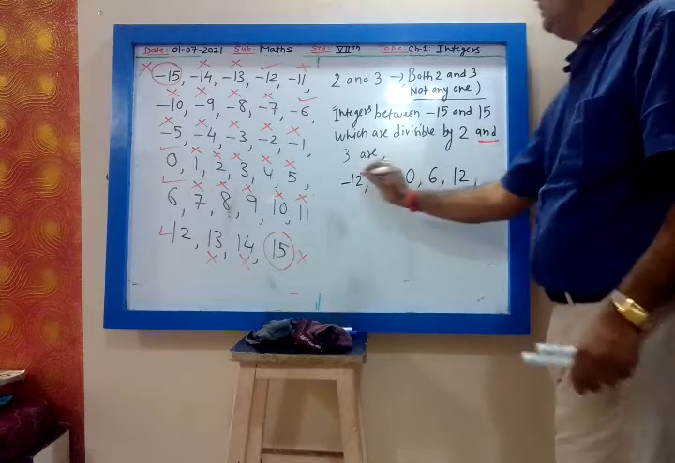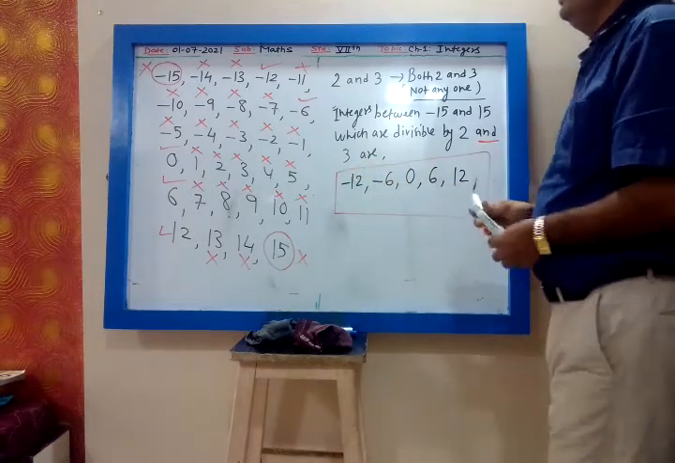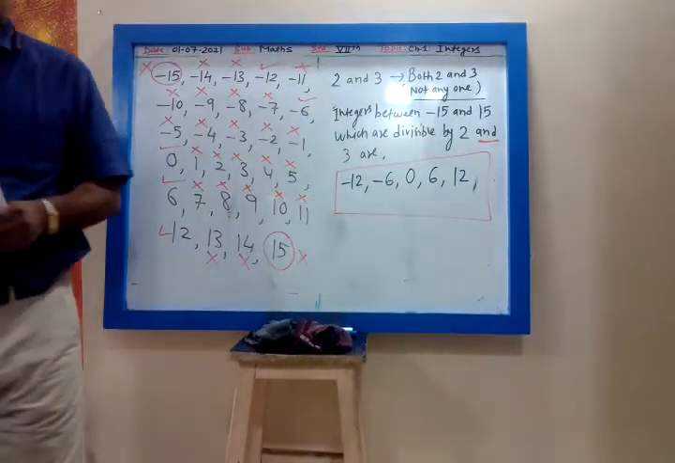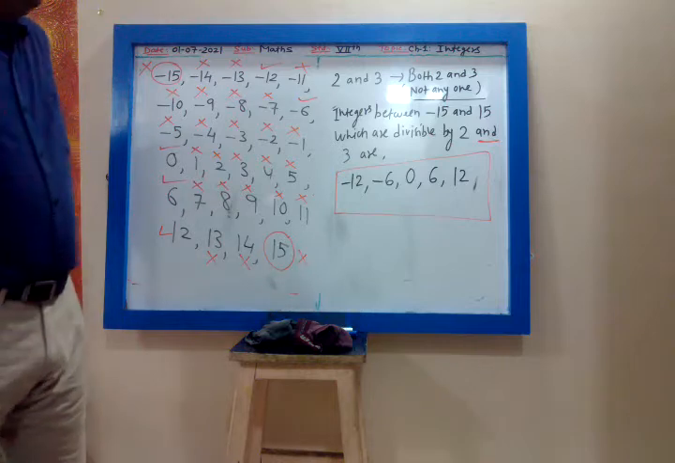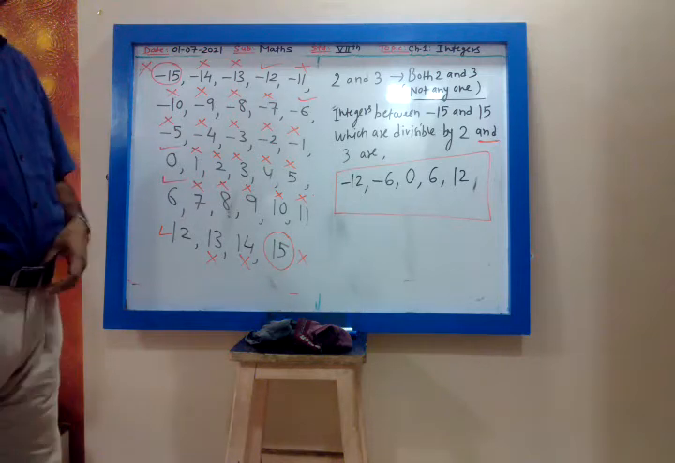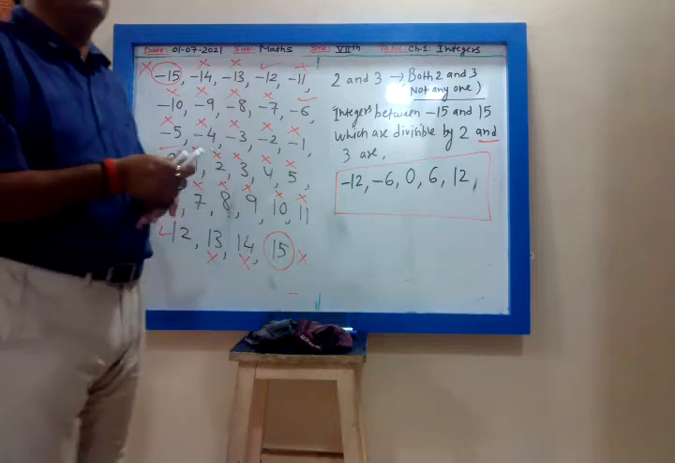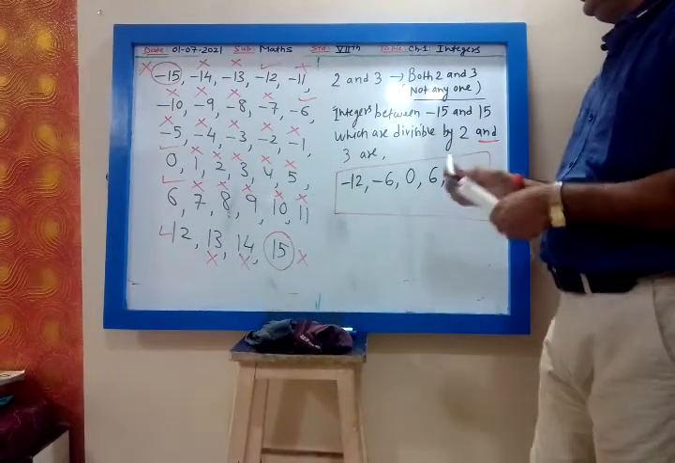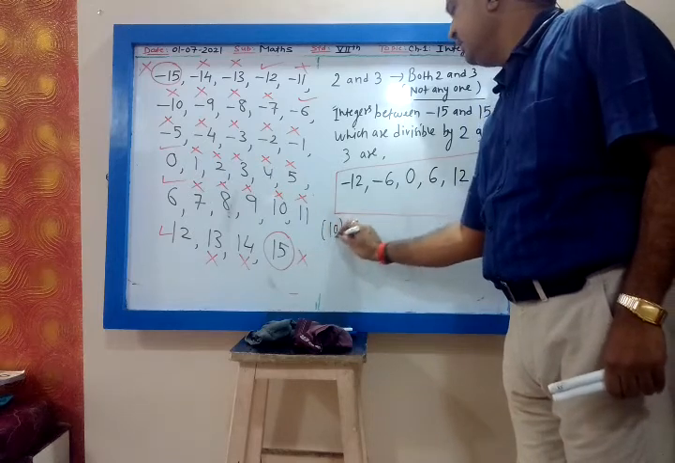And means both. Write down all this, my dear. If the number is divisible by 2 and 3 both, then only I will take that number. If it is divisible by only one, then I will not take. And means both.